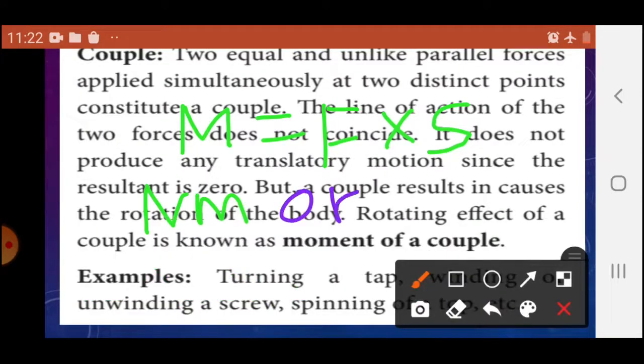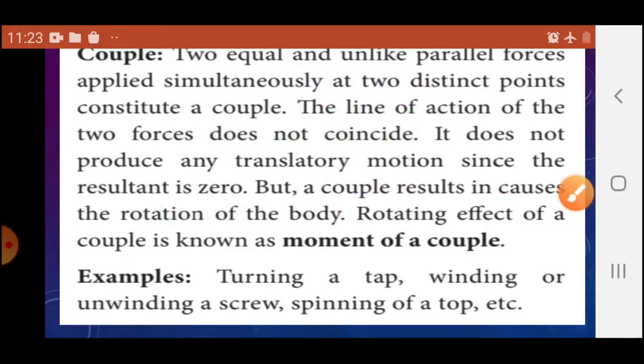Newton meter only. Force is in Newton, distance is in meter, so Newton meter. And the CGS unit is dyne for force and centimeter for distance, so dyne centimeter. Okay, so this is the formula and unit.